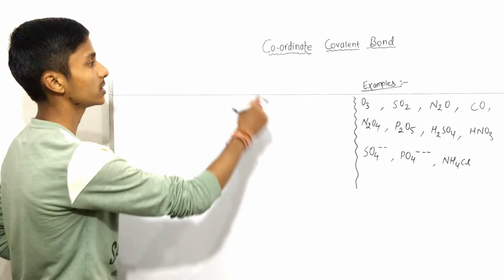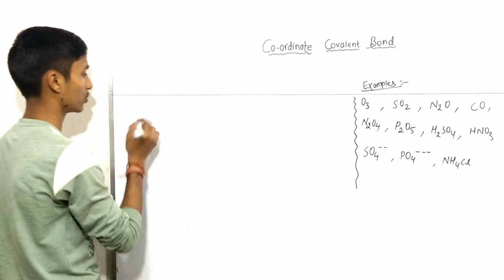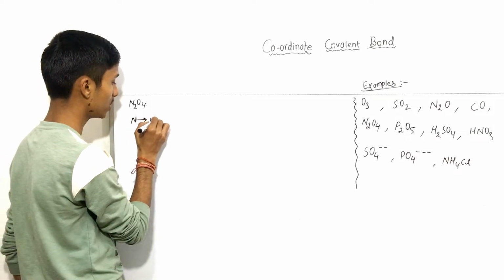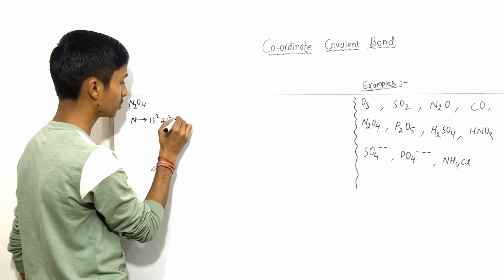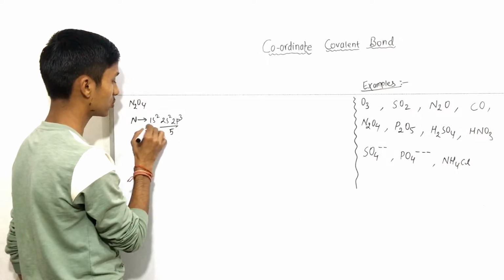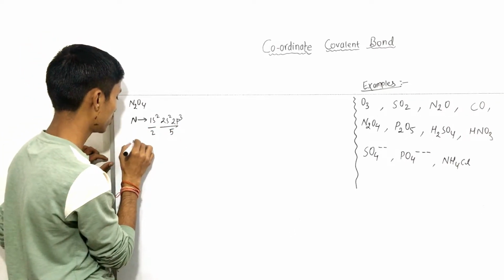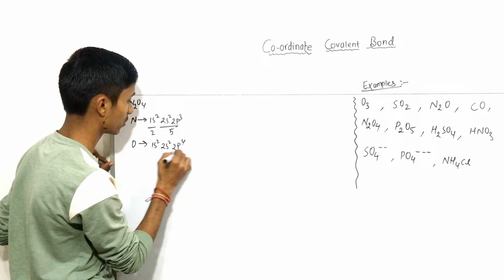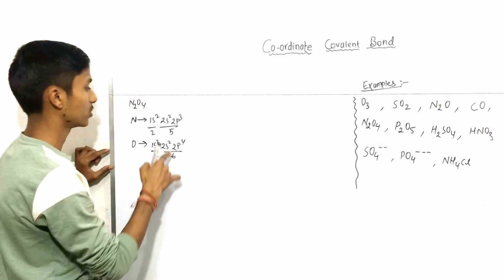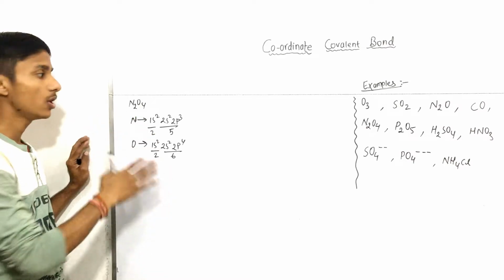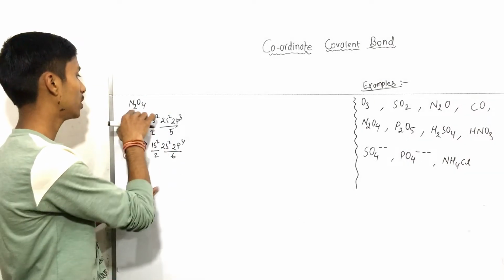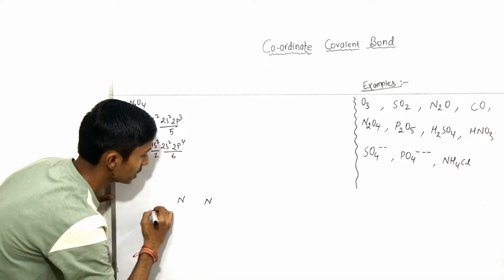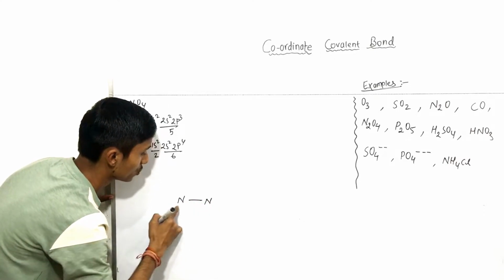Now we show the formation of coordinate covalent bond in N2O4. So here N2O4, and for nitrogen we have 1s2, 2s2, 2p3, 5 valence electrons and 2 inner electrons. And for oxygen 1s2, 2s2, 2p4, 6 and 2. So here 2 nitrogen atoms and 4 oxygen atoms. And here for the molecule N2O4, here 2 nitrogen atoms. So here we write 2 nitrogen atoms and a bond between these 2 atoms.